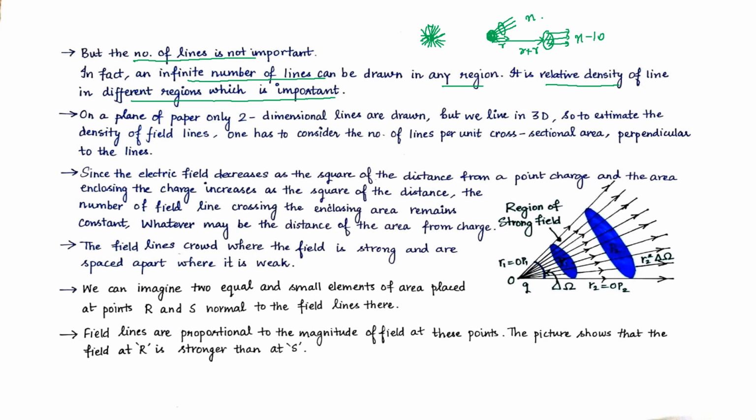On the plane of paper, two-dimensional lines are drawn. Here, see, I can draw up, down, left and right, but I cannot draw inside and outside, right? On the paper, we have our limitation up to 2D diagrams. We cannot go for 3D, but we draw lines in 3D. So to estimate the density of field lines, one has to consider the number of lines per unit cross-sectional area, per unit cross-sectional area perpendicular to the lines. Lines per unit cross-sectional area, and that area should be perpendicular to the lines.